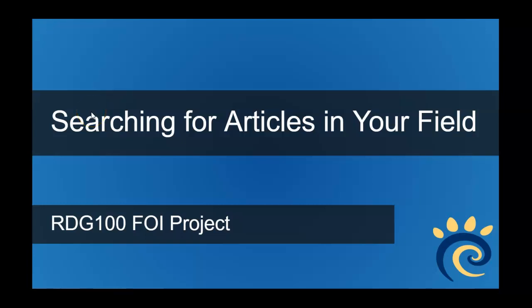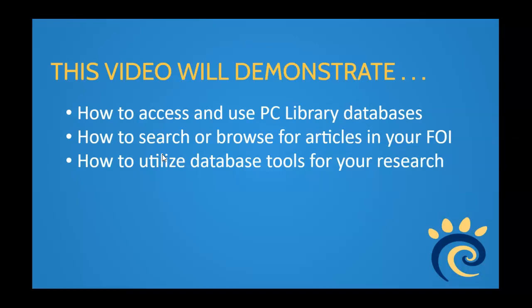This video will help you to search for articles in your field of interest, so you'll need it for step 3 of the RDG100 Field of Interest project. Throughout this video, we'll demonstrate how to access and use the PC library databases to search for those articles. We'll look at how to search or browse for articles specifically in your discipline or field, and then I'll talk about how to utilize database tools for your research.